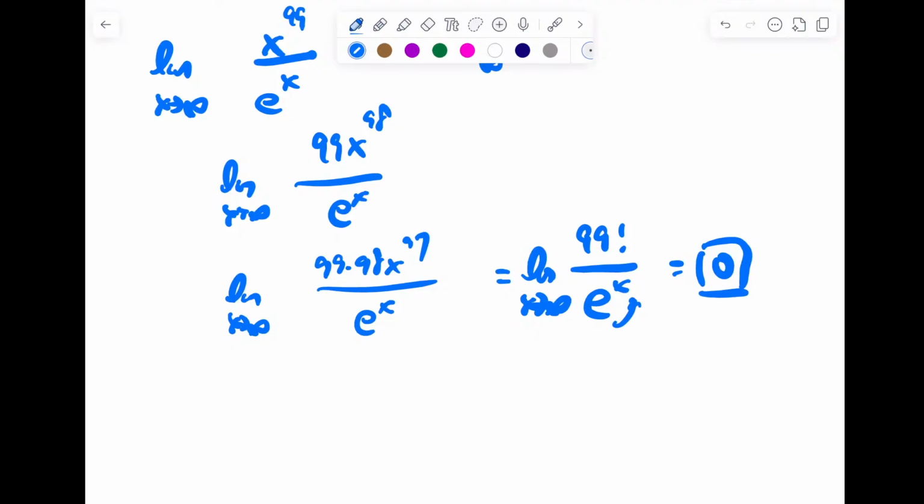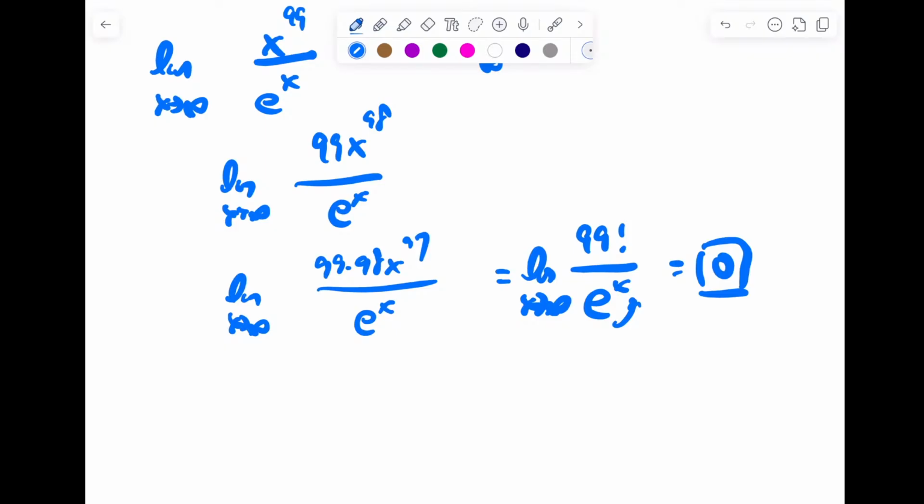Now, which number is going to be growing faster? I was trying to figure out how to use decimals to illustrate that e to the x outgrows x to the 99. What would be a good way? Wait, why is it 0 again? Because the bottom is going to go to infinity. The top is constant, it's finite. Oh, the top is constant. Yeah, 99 factorial is a really large number by any means.